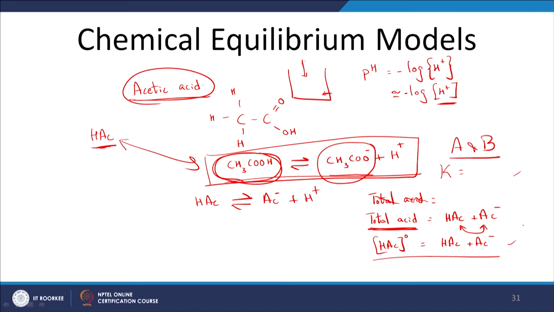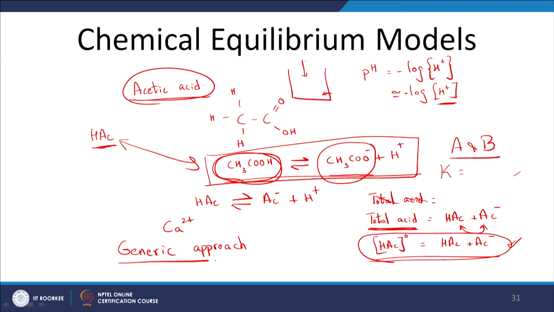But the issue here is that if I have any other compound that can form a complex with acetate, let us say Ca2 plus, that will then interfere with this equation. No more will your total acid equation be valid. So how do we go about this? You want to develop a generic approach that will suit all your needs. So that is what we are going to discuss in our next class. With that I will end today's session, and thank you.